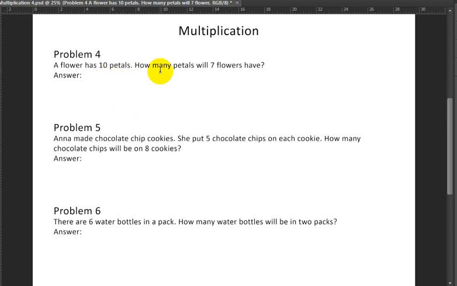We have problem number 4 says, a flower has 10 petals. How many petals will 7 flowers have? Okay, so here I'm going to draw a flower. Right, and we just heard that it has 10 petals. So let's give it 10 petals, actually.